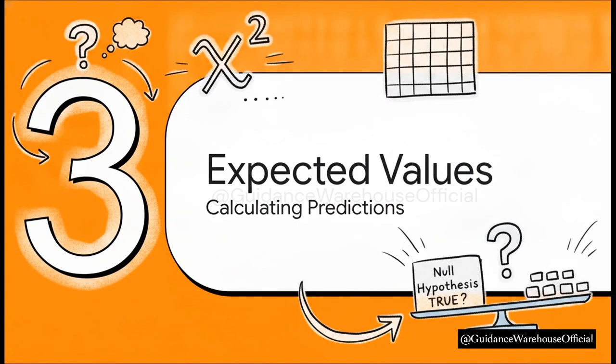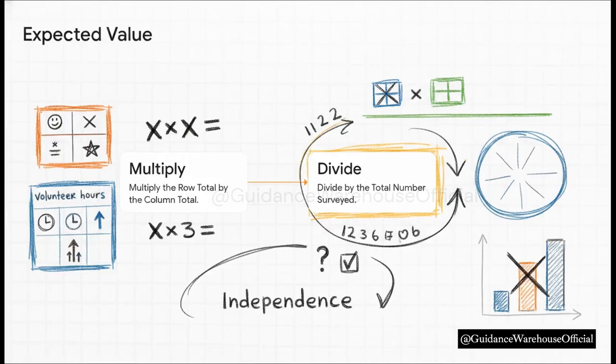To answer that, we have to ask a hypothetical question. What exactly would our data look like if the null hypothesis was perfectly true? That leads us straight into calculating our expected values. If student status and volunteer hours have literally nothing to do with each other, we can predict exactly how many people should be in each box of our table. And the formula is beautifully simple. For any given cell, you just multiply its row total by its column total, and then divide that result by the total number surveyed.